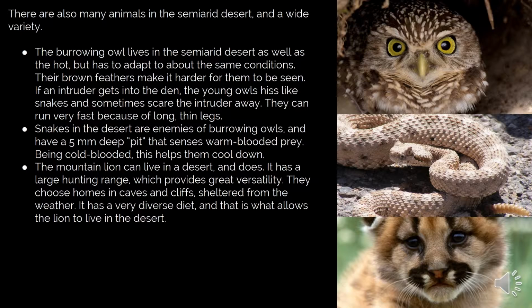Snakes are enemies of the burrowing owls and have a 5 mm deep pit that senses warm-blooded prey. They are also cold-blooded, which helps them cool down.